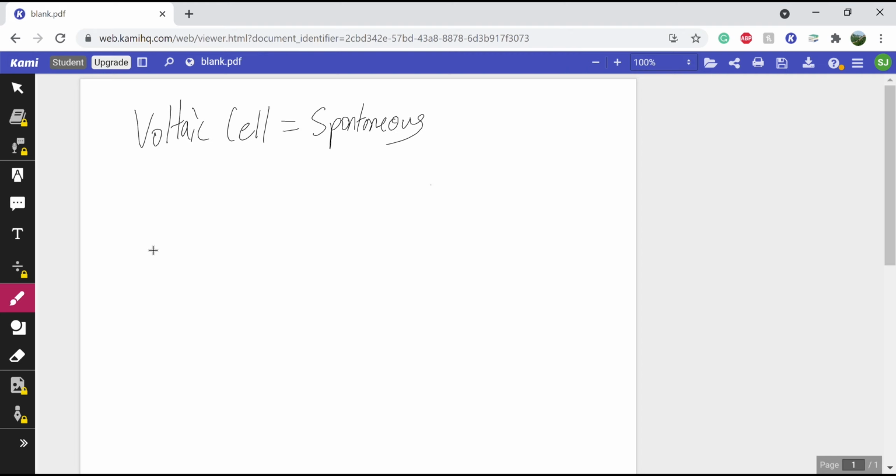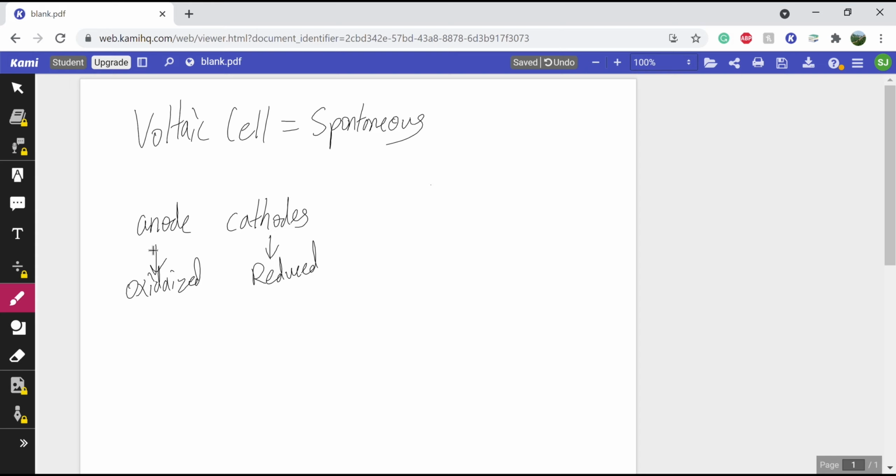Now, in these cells, you have what's called the anode and cathodes. Anodes are the ones that are getting oxidized, and cathodes are getting reduced. So this is a redox reaction, and whichever element is getting reduced will be the cathode, and whatever is being oxidized will be the anode.